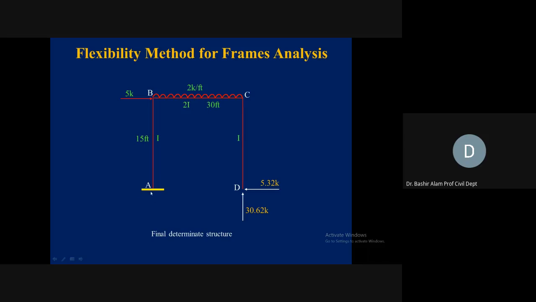You can find out the moment, what will be the moment here. So this is causing 5.32 times 0. It will cause 30.62 times 30 clockwise. 2 times 30 times 30 divided by 2, it is clockwise, and 5 times 15 clockwise. Whatever the difference is coming, that has to be balanced here by the support A, and that will become your resisting moment here. Each member and each joint you can analyze by using the equilibrium method.